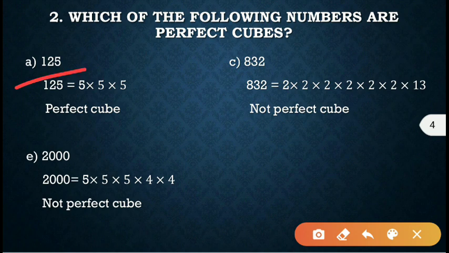You want to check whether 125 is a perfect cube or not. So first of all, do a prime factorization of 125. This will give you 5 into 5 into 5.